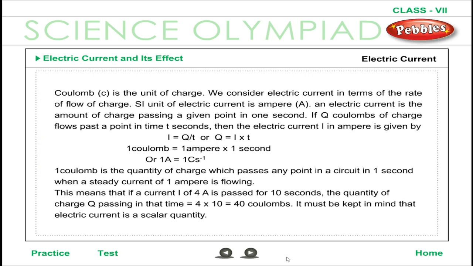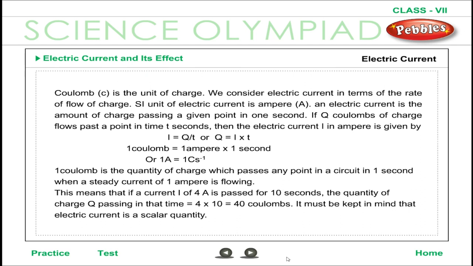Electric current. Coulomb is the unit of charge. We consider electric current in terms of the rate of flow of charge. The SI unit of electric current is ampere, A. An electric current is the amount of charge passing a given point in 1 second. If Q coulombs of charge flows past a point in time T seconds, then the electric current I in ampere is given by I = Q/T, or Q = I × T.